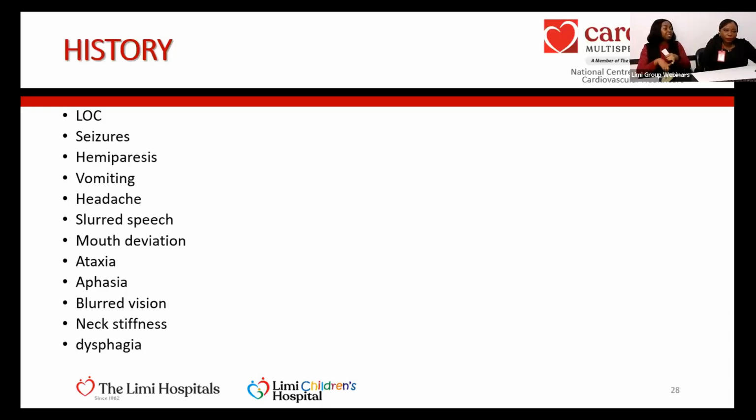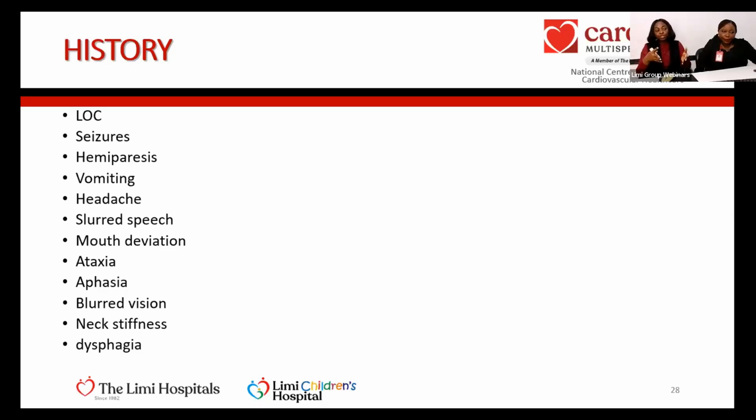And then hemiparesis, that's one-sided weakness, when a patient presents with that. Vomiting, headache. Headache is a very common presentation of hemorrhagic stroke. We know that for subarachnoid hemorrhage, patients usually present with the worst headache of their life. So that's usually what draws attention to that. In ischemic strokes too, you can have headache, especially as a prodrome to the stroke episode.